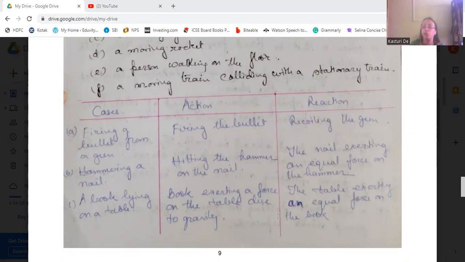Now hammering a nail. When you are hammering the nail, you are hitting the nail. So that will be the action. And the nail will also exert an equal and opposite force on the hammer. So that will be the reaction of the nail.